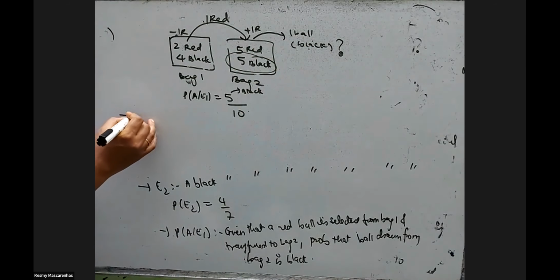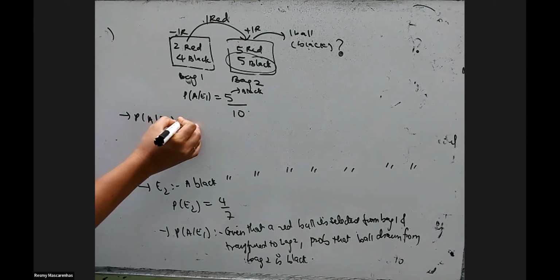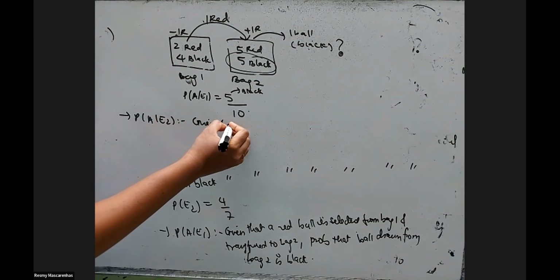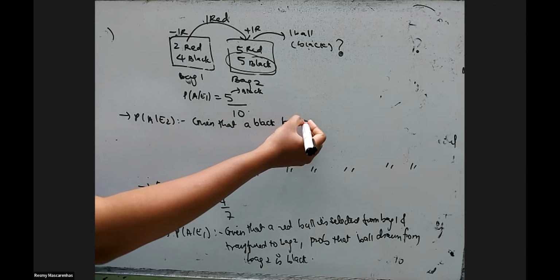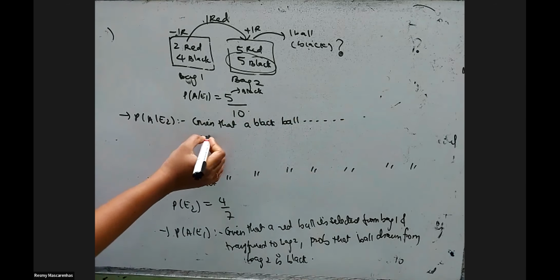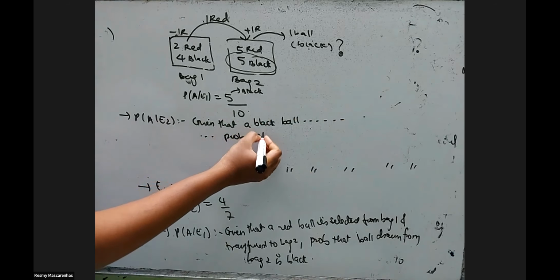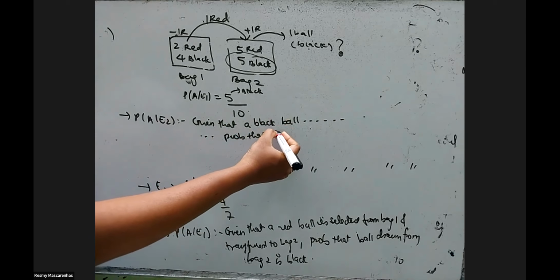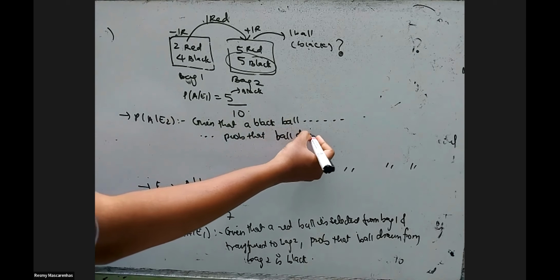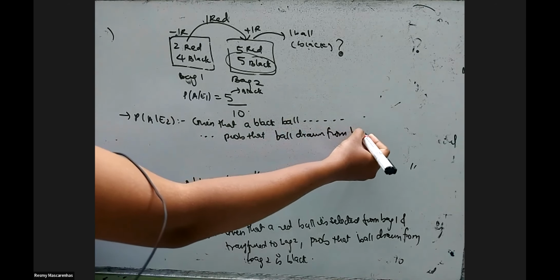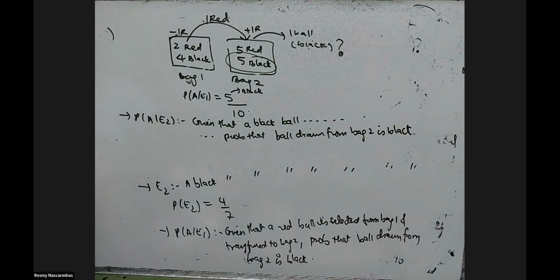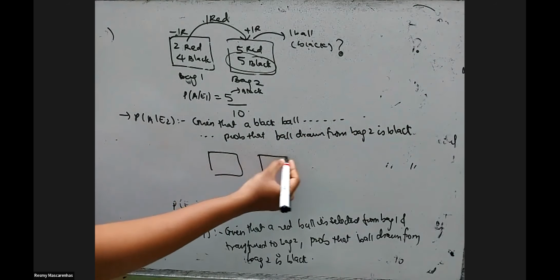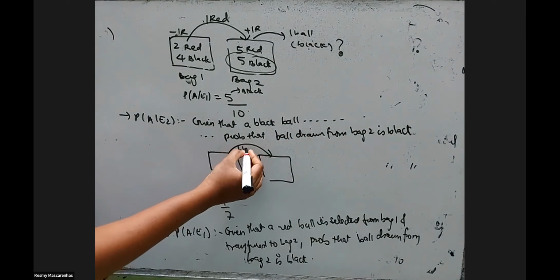Now P of A upon E2, given that probability that ball drawn from bag 2 is black. This will not change because A is same. Now we'll see what happens. Your black ball was transferred.